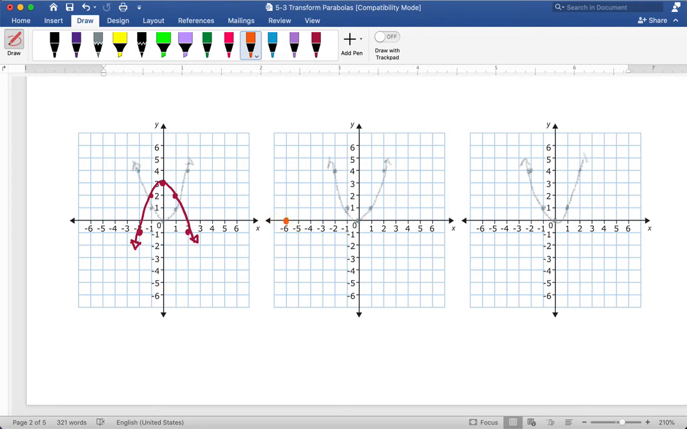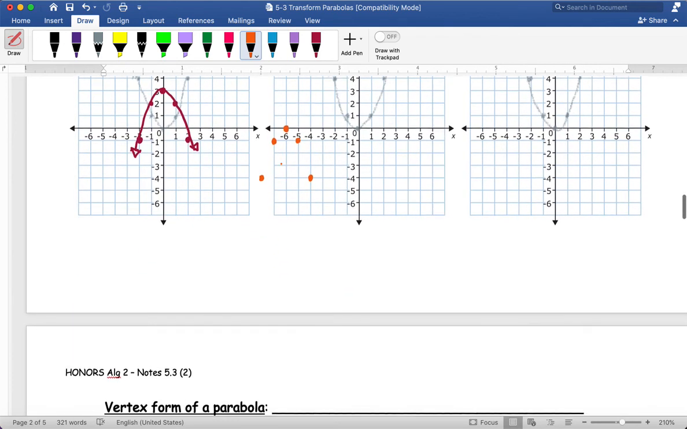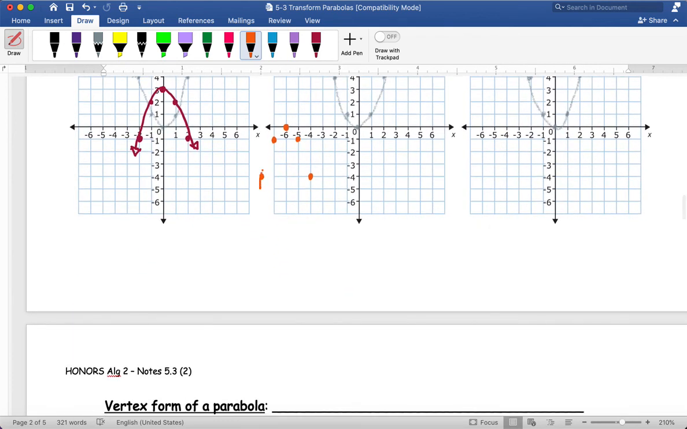Remember, I got to flip it. So 1 squared is 1, but I have to be upside down. And 1, 2 squared is 4, but upside down. 1, 2, 3, 4. Axis of symmetry. This is going to be off the grid a little bit. That's okay. And so now I'm going to connect my points with a smooth curve and draw my parabola. Don't forget the arrows.